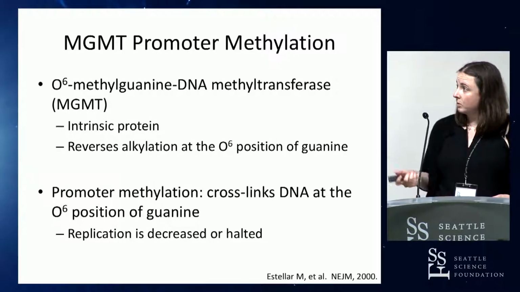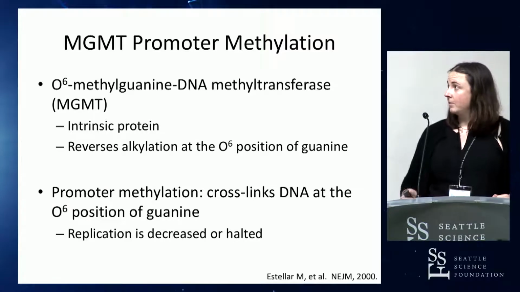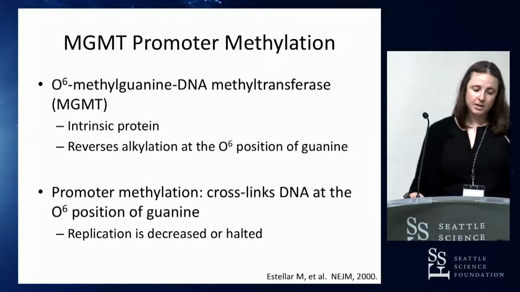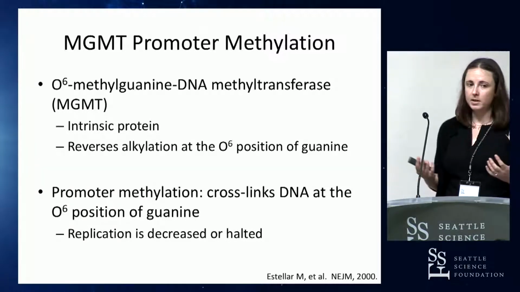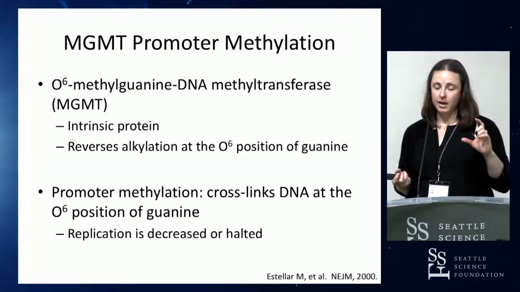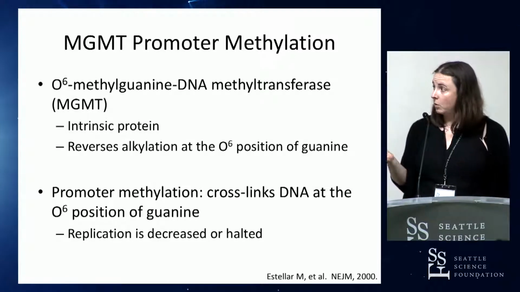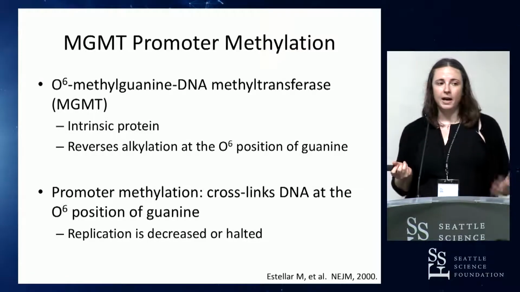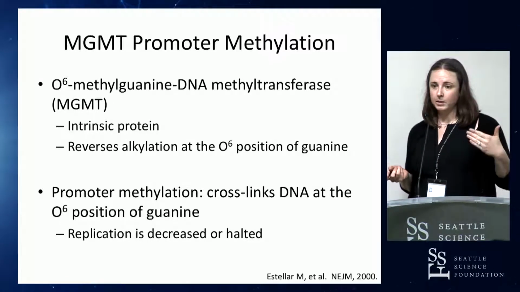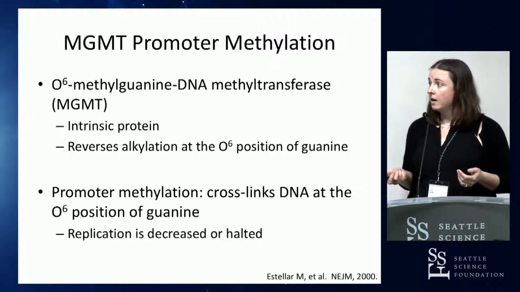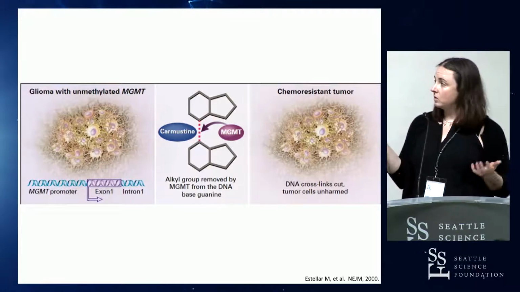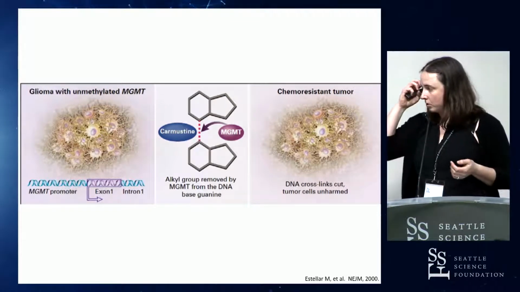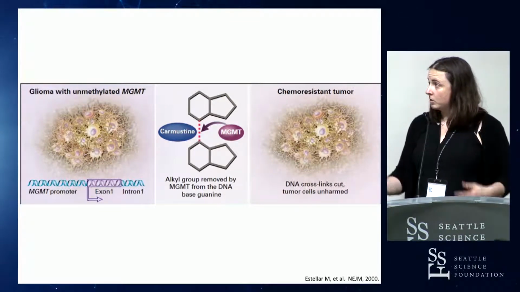6-methylguanine DNA methyltransferase, or MGMT, is an intrinsic protein that we have in our bodies. And what it does is it reverses alkylation at the 6 position of guanine, so at a very specific site. And when that promoter is methylated, you have decrease or even absence of that protein, and replication is halted. And so there was a really wonderful New England Journal paper that demonstrated this very well.